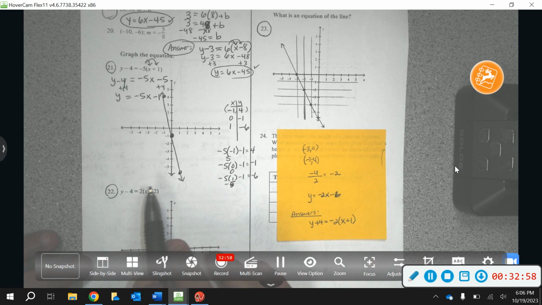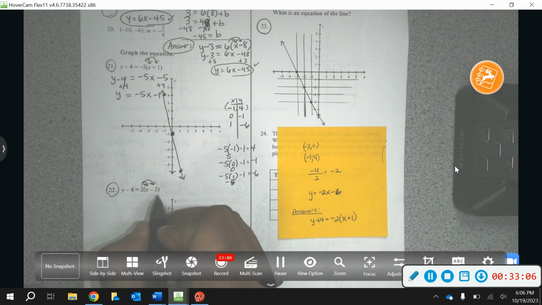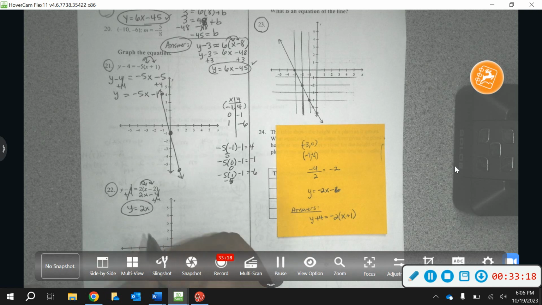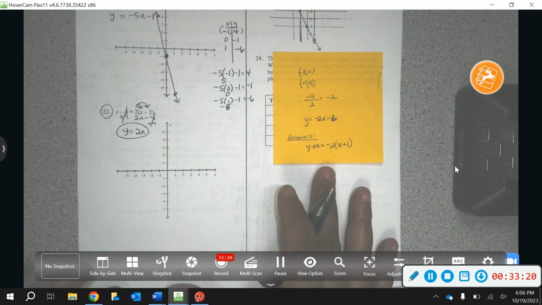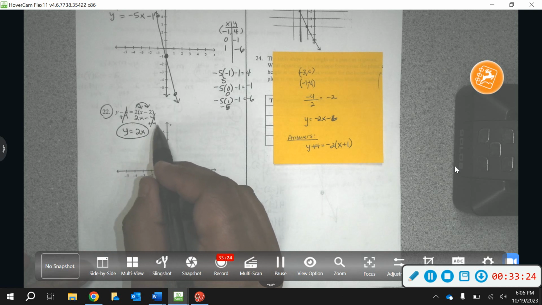Okay? 22 is your extra practice. The equation that you are going to have to graph is, when you distribute the 2, you'll get 2x minus 4. Then you're going to add 4, and you get y equal to 2x. And then that'll actually go away too. So y equals what? Y equals 2x. Is that a direct variation? Yes, it is. Why? Because your y-intercept is 0.